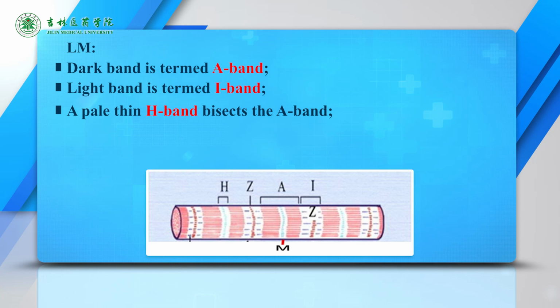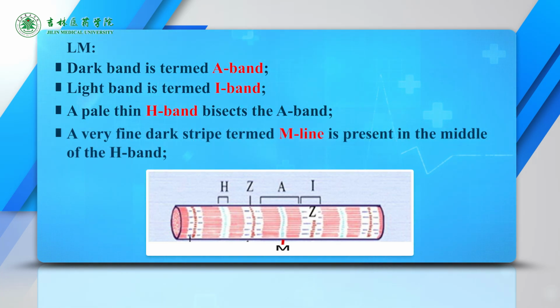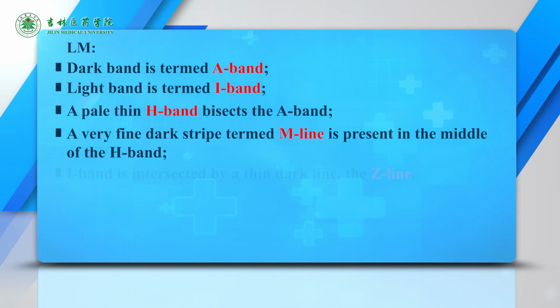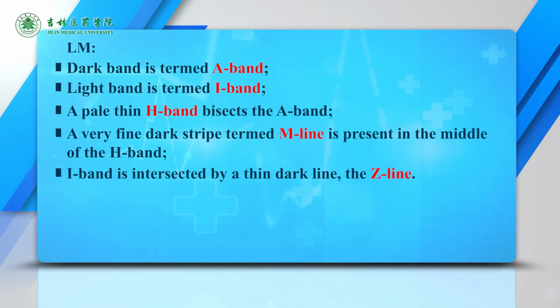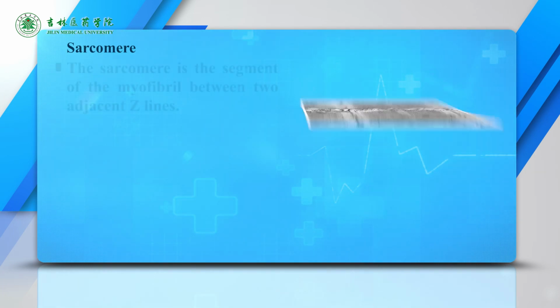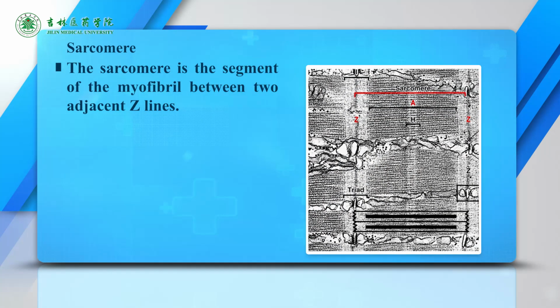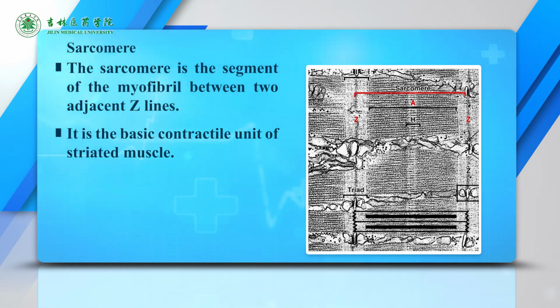A pale thin H band bisects the A band. A very fine dark stripe termed M line is present in the middle of the H band. I band is intersected by a thin dark line, the Z line. Sarcomere. The sarcomere is a segment of the myofibril between two adjacent Z lines. It is the basic contractile unit of striated muscles.